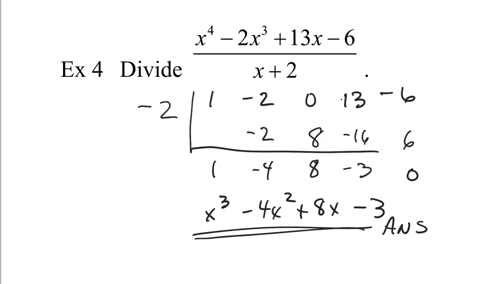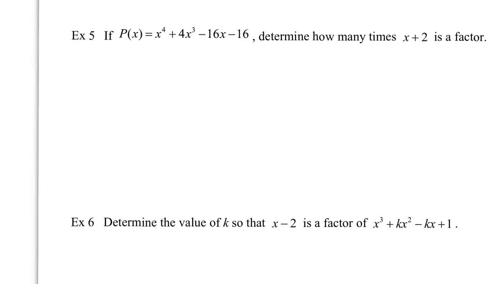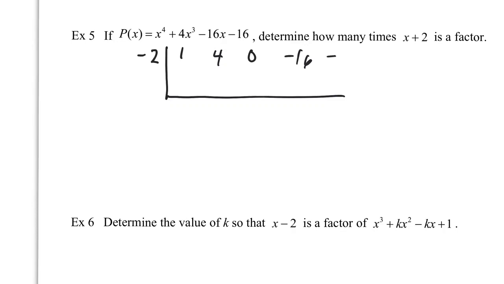All right, so we're going to get into some of the meat of this. We'll go to example 5. Okay, so here's example 5, and basically x to the 4th plus 4x cubed minus 16x minus 16. How many times is x plus 2 a factor of this? So we want to see if this thing goes into it more than once. So I'm going to go -2, and I'm going to set this thing up. 1, 4, 0, -16, -16.